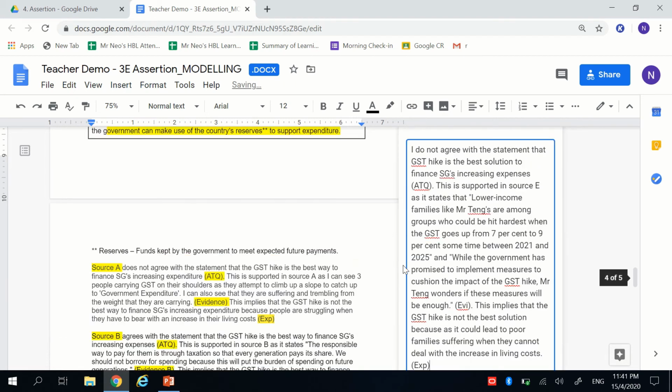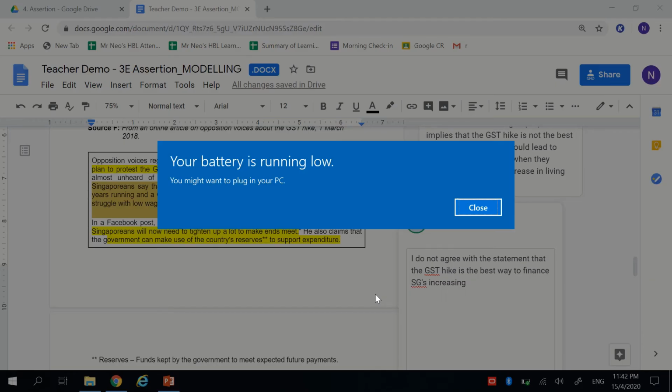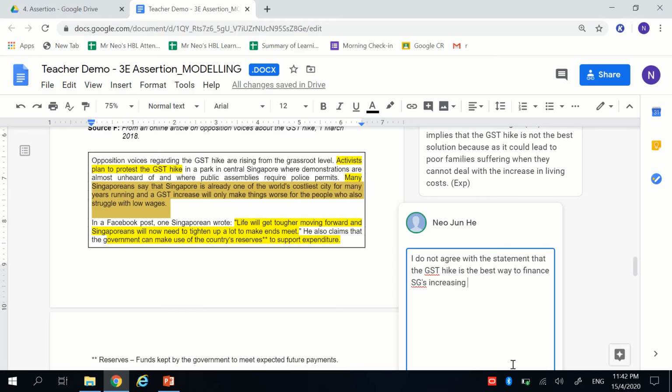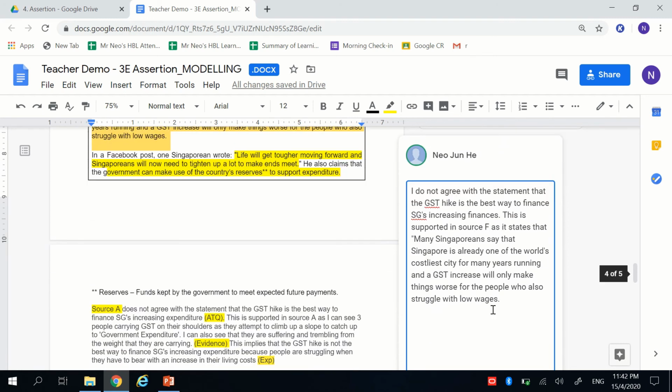So let's ATQ. I do not agree with the statement that the GST hike is the best way to finance Singapore's increasing. Okay, let's do this before the laptop dies. Singapore's increasing finances. This is supported in source F as it states that, let's quote this very quickly, this part that Singapore is expensive and then now you want to increase my living cost. Sorry, the previous one was your ATQ.